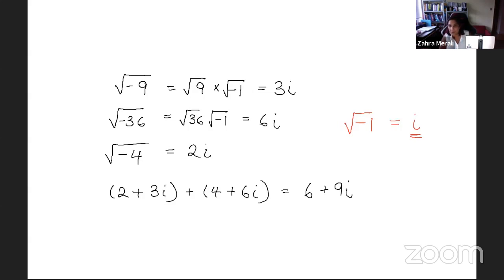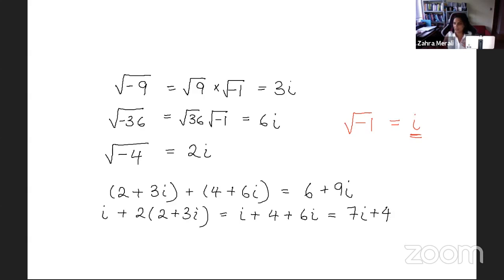Okay, in the same way you treat it if you had a number outside the bracket, you would treat it in the same way. So say we had i plus 2 lots of 2 plus 3i. That's the same as i plus 4 plus 6i. So we've got 7i plus 4. So in terms of that, almost imagine it like an x.